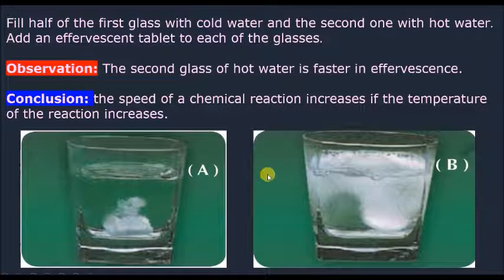Let's see here the two glasses. One of them is filled with cold water and the other filled with hot water, and we add two effervescent tablets, one at each glass, and see what happens. We can see the effervescence in the second glass is faster because the second glass contains hot water and its temperature is higher than the temperature in the first glass.